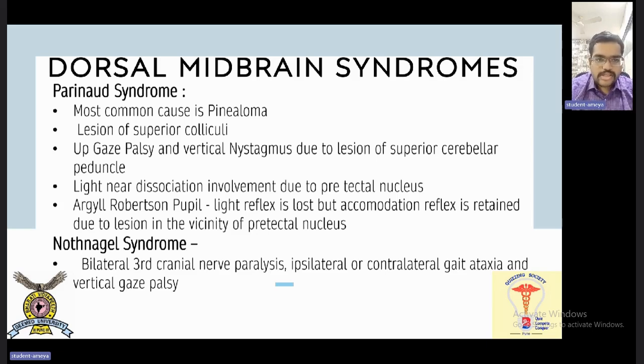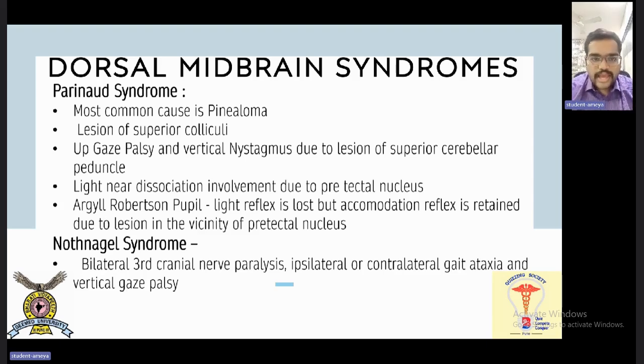So here in Parinaud syndrome, I have got two mnemonics for you. The first mnemonic: Parinaud syndrome starts with the letter P. Pinealoma starts with the letter P. Pretectal starts with P, right? And pupil, the Argyll Robertson pupil, it's a special type of pupil. So these three P's are there in Parinaud. Mnemonic number 5 is with respect to the Argyll Robertson pupil. Argyll Robertson pupil starts with the letter A, so the accommodation reflex would be there in that type of pupil. So these are the 5 mnemonics.